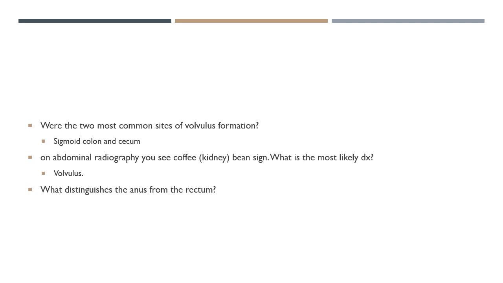What distinguishes the anus from the rectum? The dentate line. It's located 2 centimeters from the anal verge, and it delineates where sensory fibers end. So again, the dentate line is what separates the anus from the rectum. Remember, the anus is not considered the rectum. It's located 2 centimeters from the anal verge, where the anus begins, and this is also where sensory fibers end.